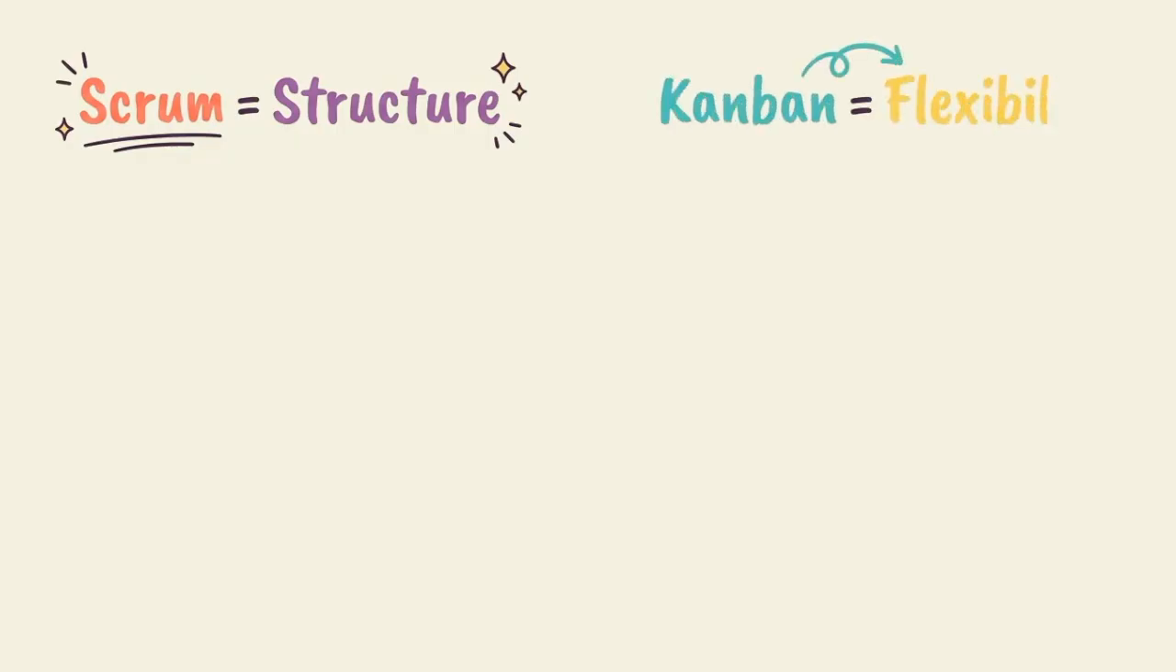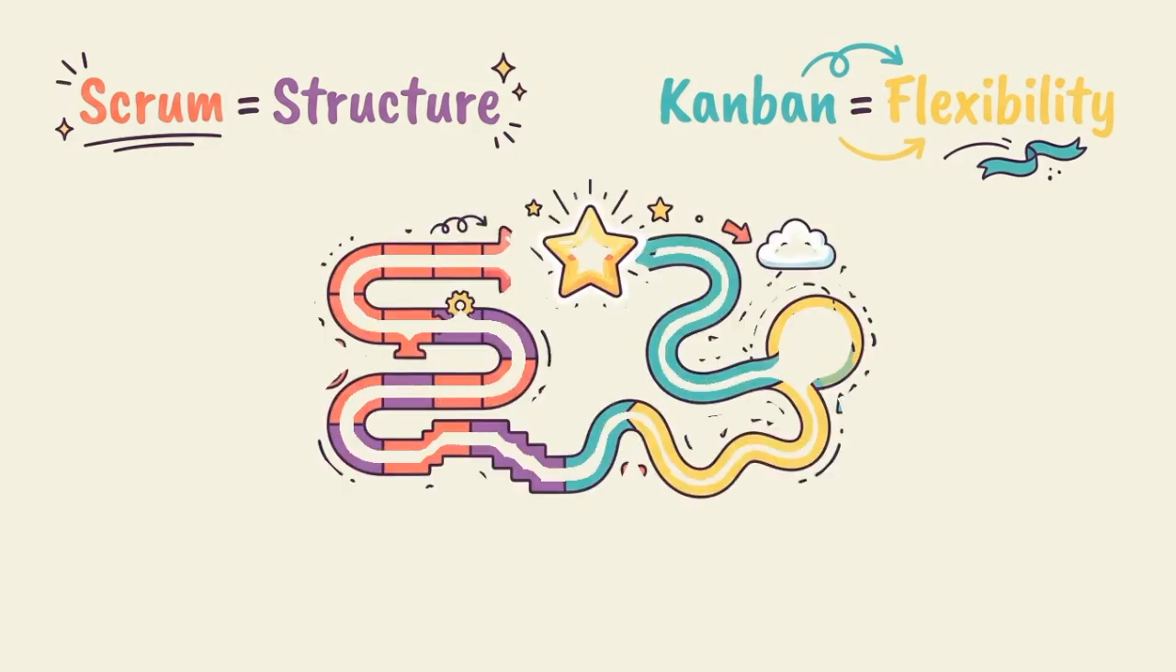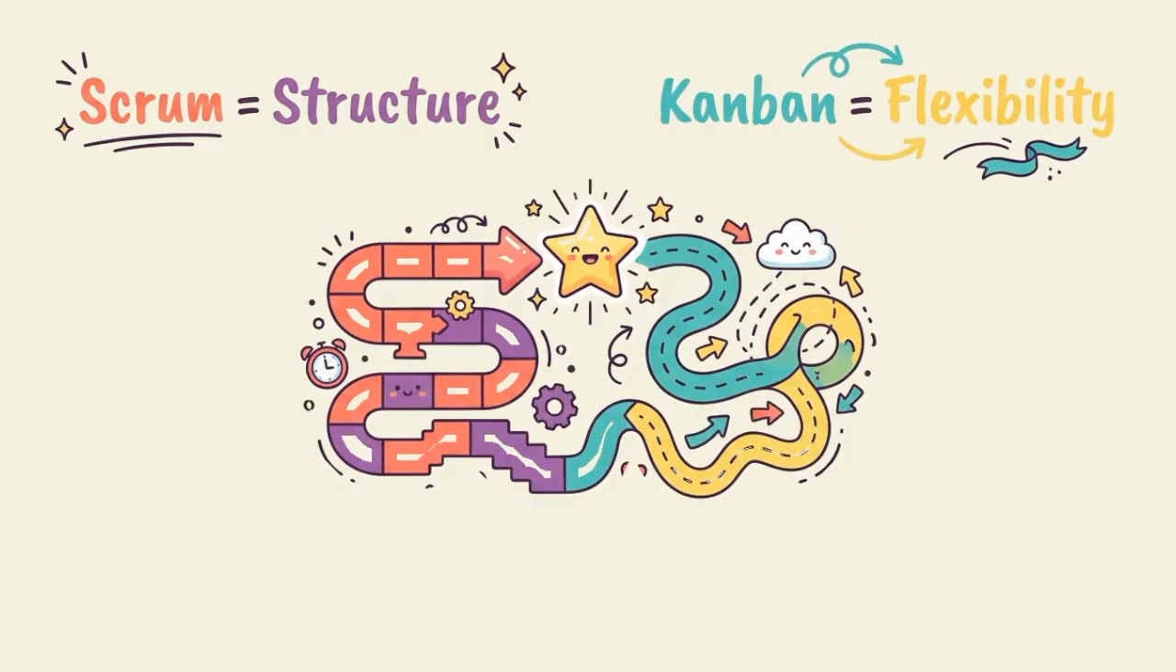Kanban gives you flexibility through pull, flow, and work in progress limits. Choose Scrum when you need structured iteration and choose Kanban when you need continuous flow. Both can help teams deliver value effectively.